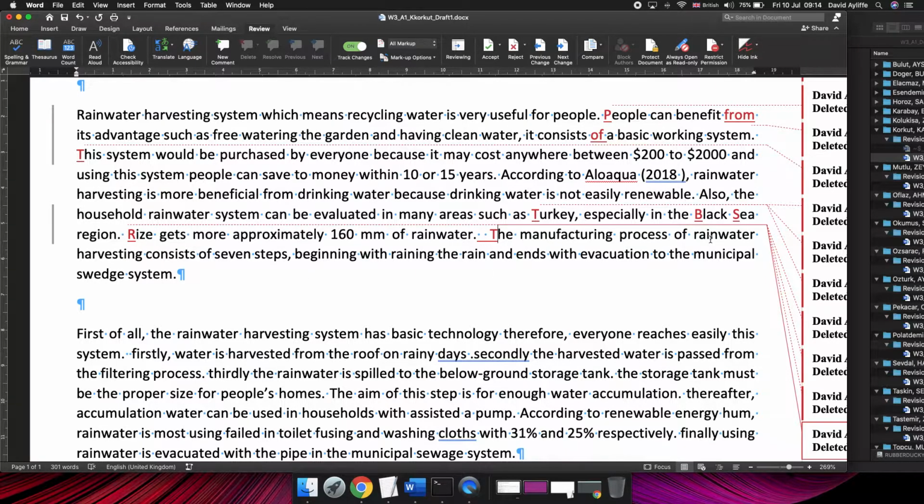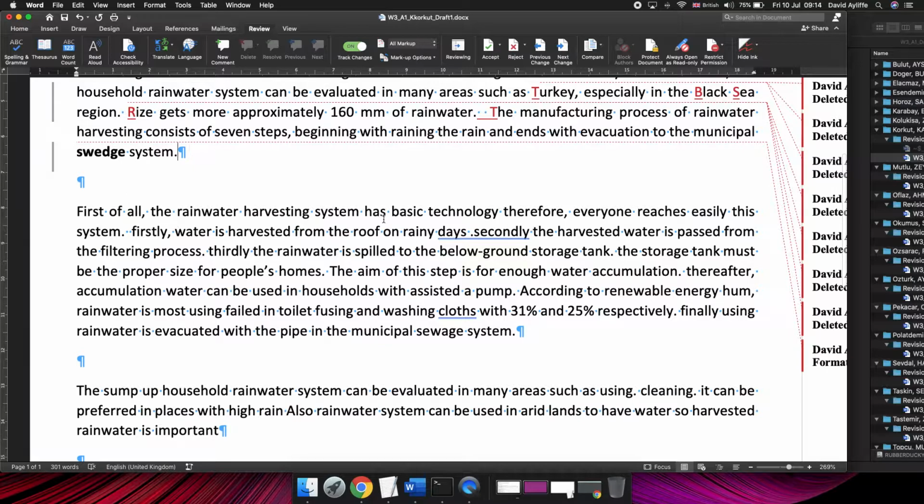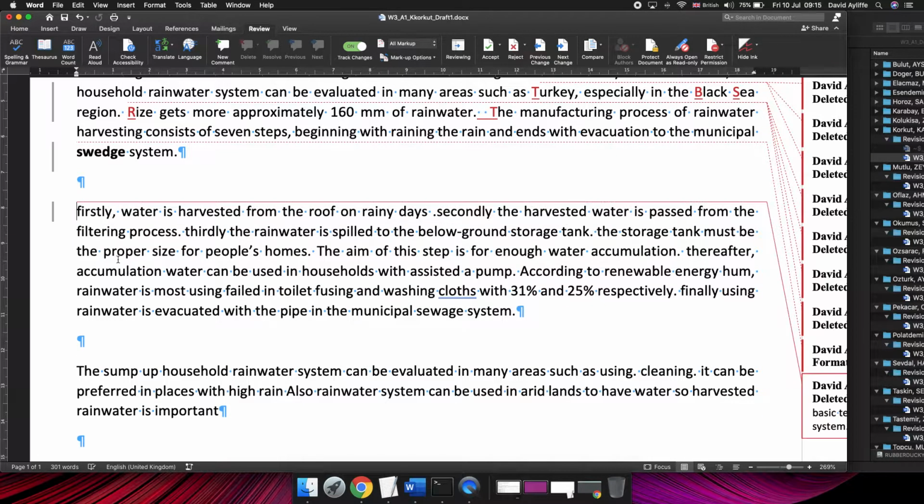The manufacturing process of rainwater consists of 7 steps. Okay, good. This is a good sentence. What's this? What's a swedge system? What is that? First of all, the rainwater harvesting system has basic technology, therefore everyone reaches easily this system. Don't need that. Firstly, water is harvested from the roof on rainy days. Good. Secondly, the harvested water is passed from the filtering process.